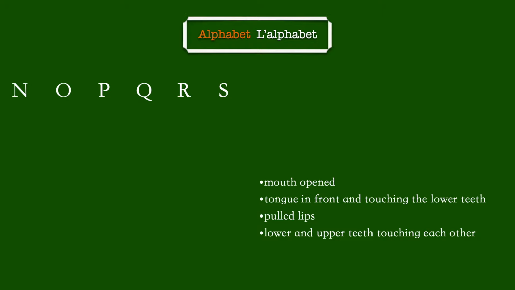An easier letter is S. There are some specificities to know about this letter, especially the fact that the lips are pulled, but also that the lower and upper teeth are touching each other, or are very close to each other.